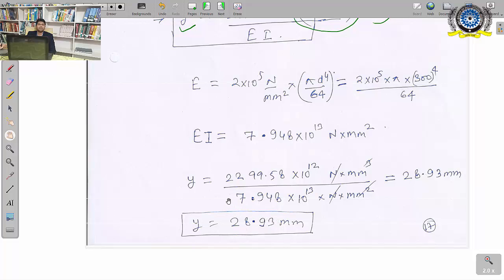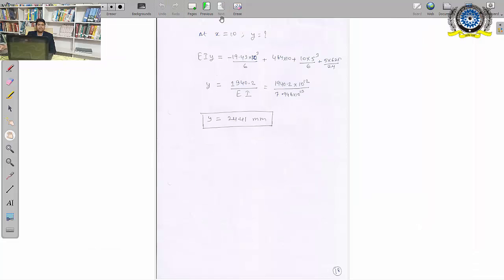I again repeat, please check the calculations. I have done it once. If you find any error in my mathematical calculations, please inform me, I will correct it. Similarly, to find y at 10 meter, we simply put x equal to 10 meter, and I find that y is 24.41 mm, and this is less than 28.93 mm.